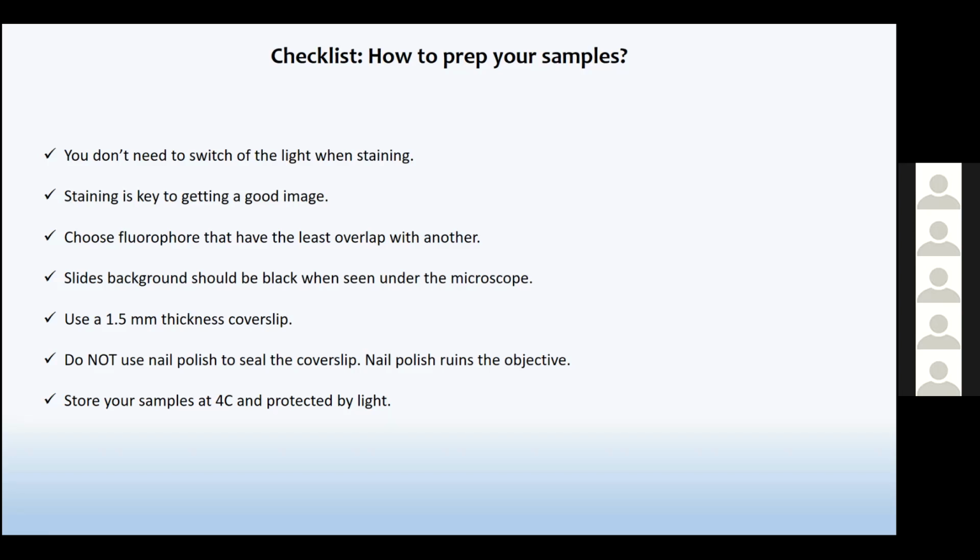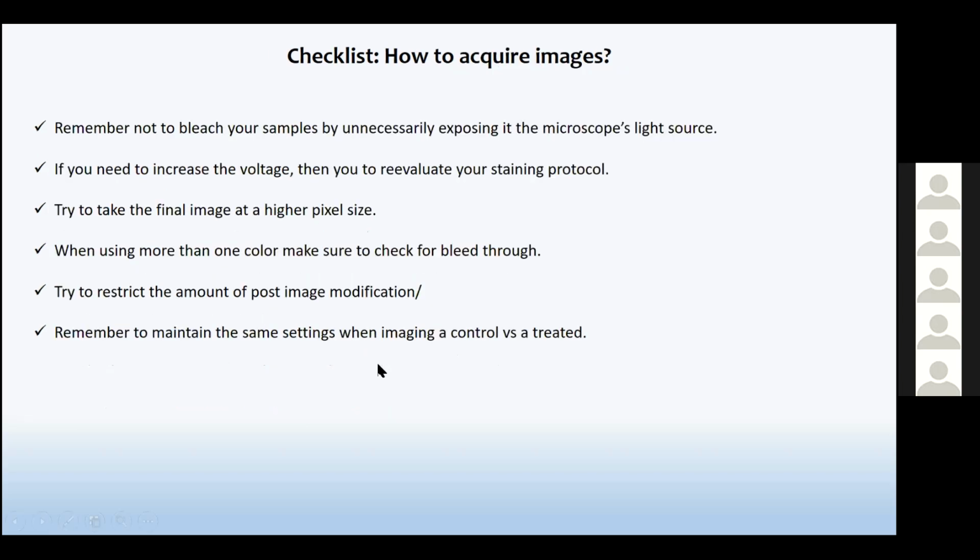Another thing you want to remember while imaging, once you have your staining done, are these simple points that people tend to forget. You want to make sure that you actually take an image at a higher pixel size. People think that if I take it at a lower pixel size, I'm going to take less time to take the image. However, you could take it at a higher pixel size and you're still going to get a better image, obviously. I'm going to show you examples for this in the next couple of slides, so it becomes more clear. So I'm going to switch to that.